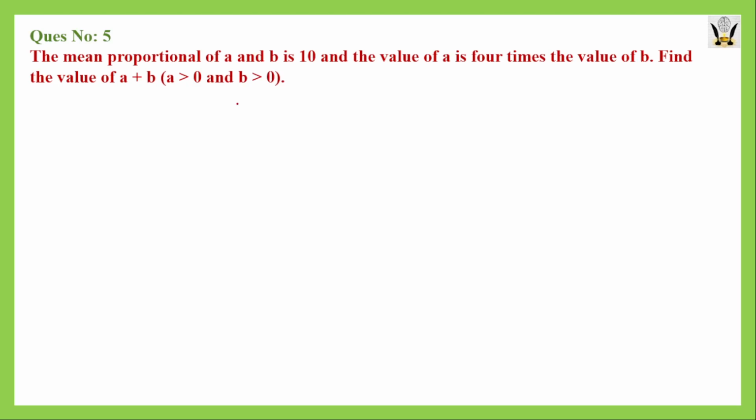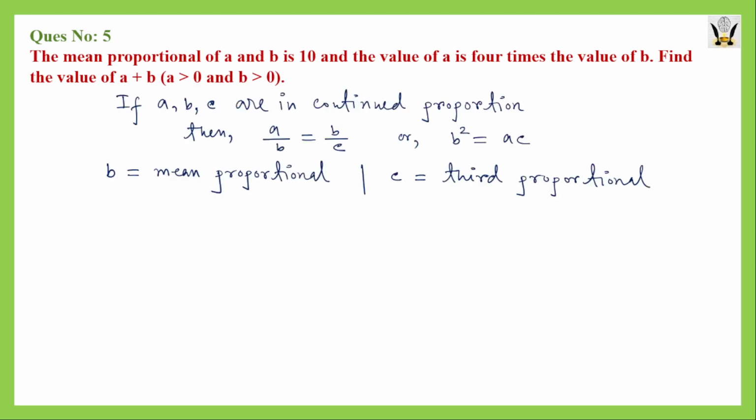Again the same concept that we have seen for the last problem sum. Again a, b, c, if these three numbers are in continued proportion, then a by b will be equal to b by c. So b square is equal to ac, where b is called the mean proportional and c is the third proportional, a is the first proportional. But what we need to focus on this time is mean proportional. The previous problem was based on third proportional, and this one is mean proportional.